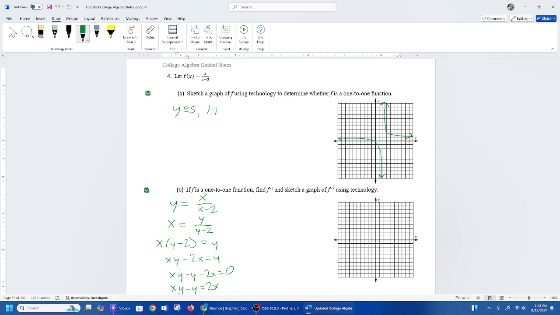Now the trick, we have to factor out that y. Then we're going to divide both sides by x minus 1. Putting it in our correct notation, we get the inverse of f of x is equal to 2x over x minus 1. So I'll graph that.